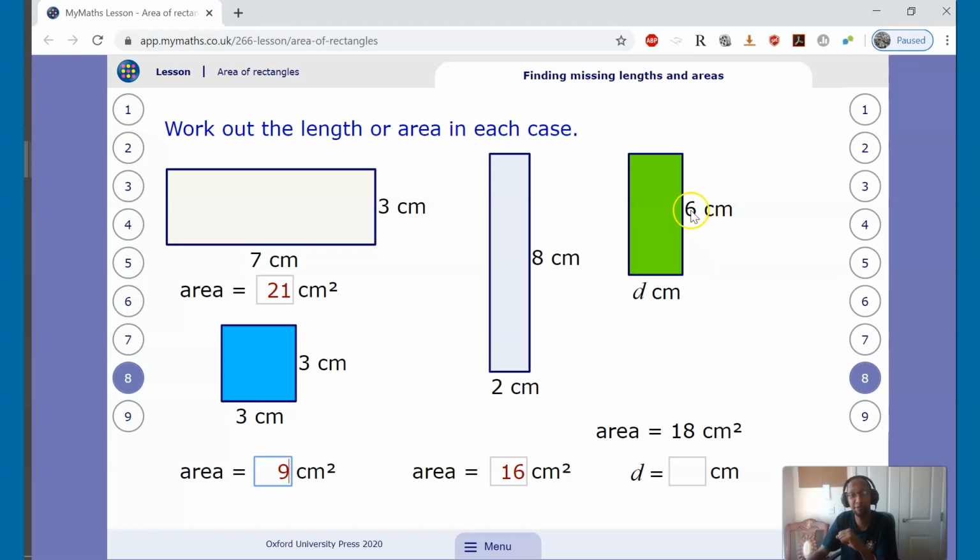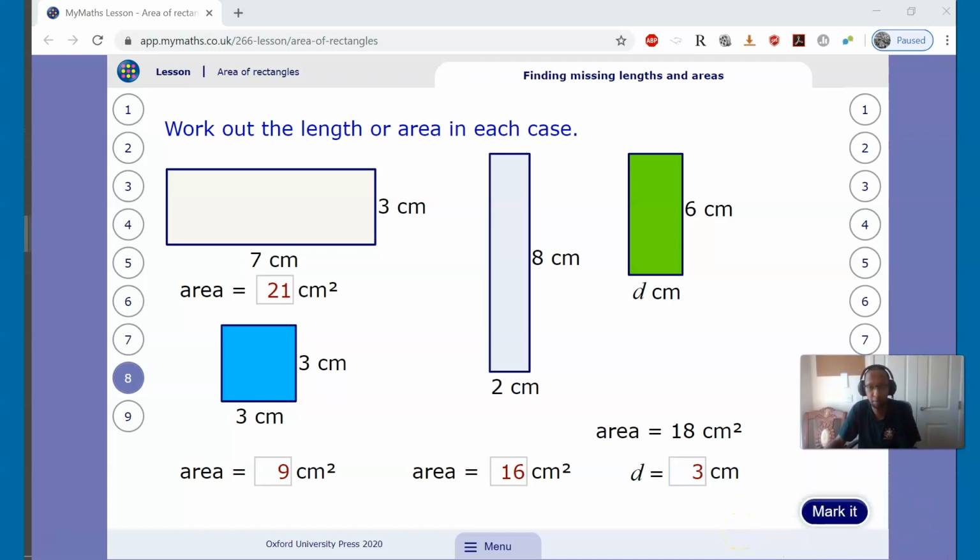Anyway, we have 6 times the number to give us 18. So 6 times something to give us 18. What could that be? What number? Times tables. So 6 plus 6 is 12, plus 6 is 18. So 6 times what to give us 18? Yes, 3. So the width here is going to be 3 centimeters long.